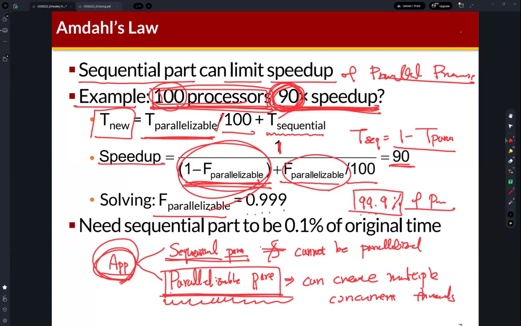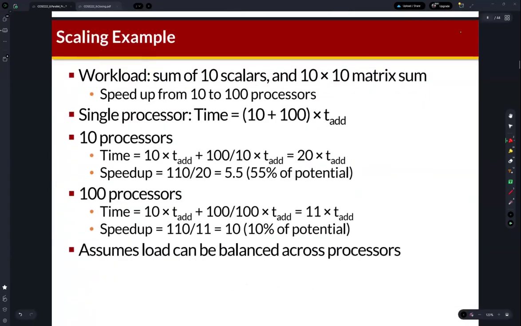This is what Amdahl's law says to us. That's what Amdahl's law explains. The speedup of a parallel processor is limited by the sequential part. Because only 0.1% of sequential part limits the speedup to 90 times, we can just achieve 90 times of speedup. So this is an example.